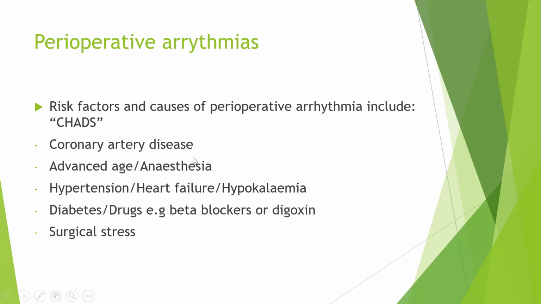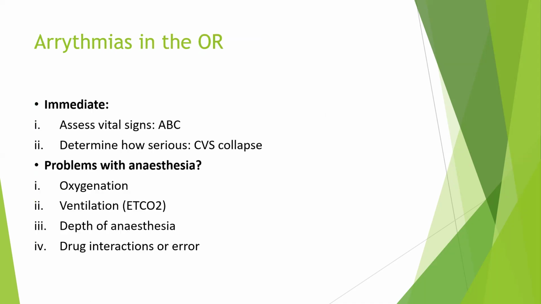So what are the risk factors for perioperative arrhythmias? Remember your charts, all right? Patients who have coronary artery disease, patients who are undergoing surgery under general anesthesia, or patients with advanced age, hypertension, patients with heart failure, or patients with electrolyte derangement, especially hypokalemia. Diabetic patients, all right, they have silent MI, you remember that, and this can predispose them to perioperative arrhythmias. Drugs like beta blockers, digoxin. Surgical stress itself can predispose patients to perioperative arrhythmias.